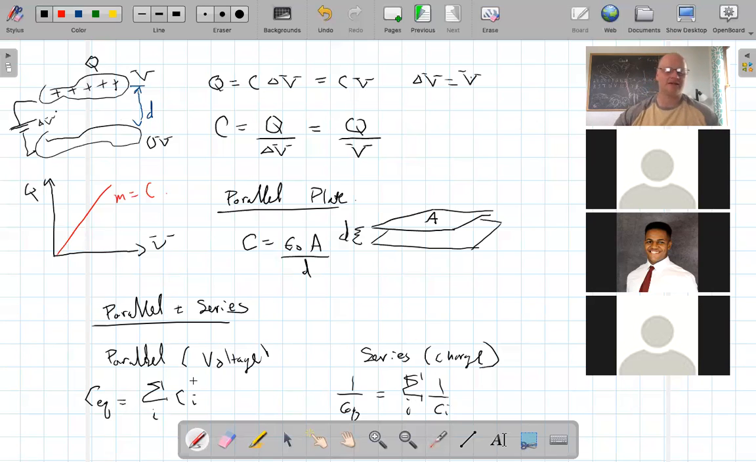So again, here, this has the effect of increasing the overall capacitance. This has the effect of decreasing the capacitance. This looks like a 3rd grader wrote that. Let me get rid of that. Mildly better. Okay. Good.